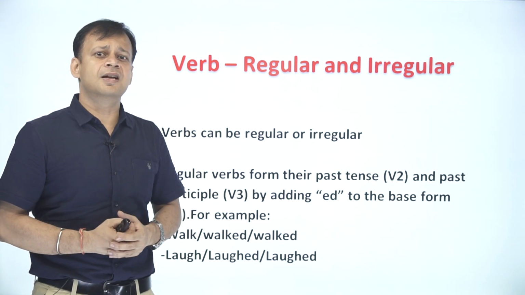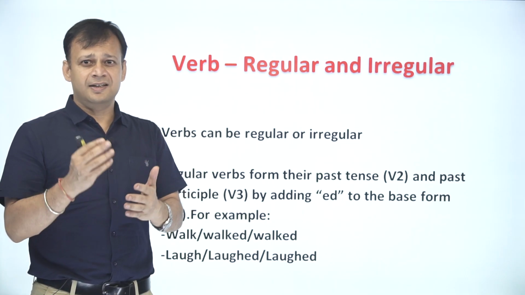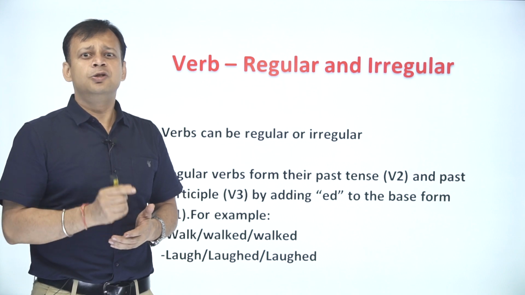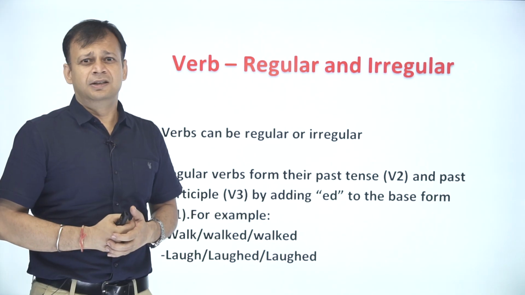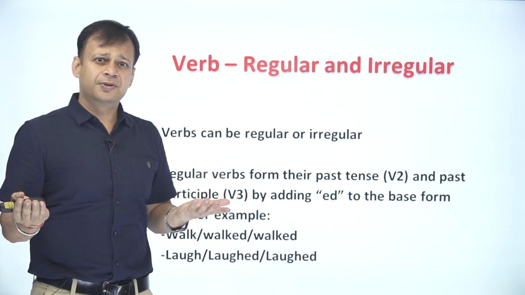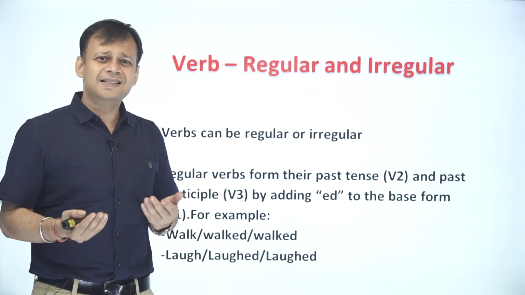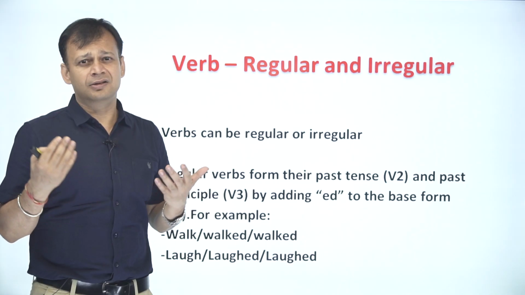Regular verbs are very easy to understand. 95% of verbs in the English language are regular verbs, and they form their past tense, that is the V2, and past participle V3, by adding ed to the base form that we call V1. So for 95% of verbs, we don't need to remember the second and third form. We can just add ed to the base form and get them.